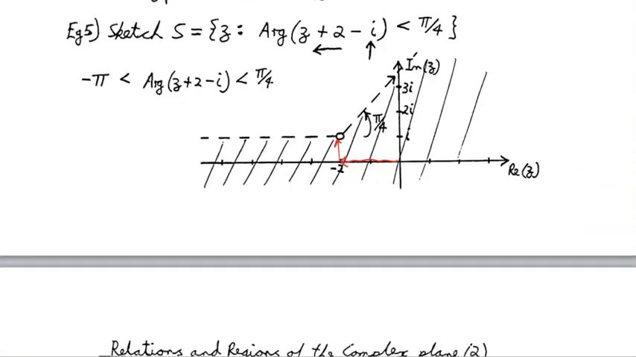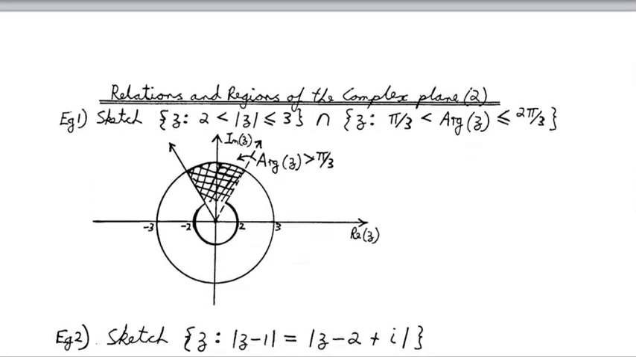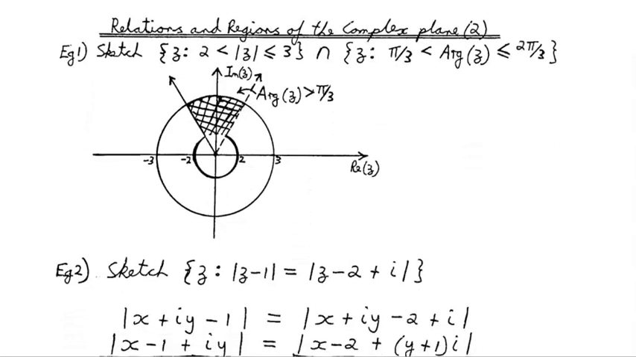All right, let's have a look at another one. Now, some more on relations and regions. Let's sketch the set of points Z such that mod Z is greater than 2, but equal to or less than 3, intersection with the set of complex numbers Z such that the principal argument of Z is greater than pi on 3, but equal to or less than 2 pi on 3.